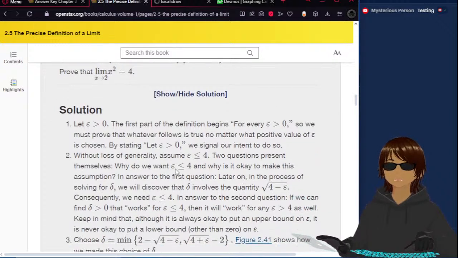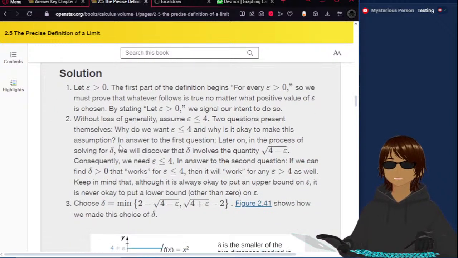Why do we want this? Why is it okay to make this assumption? In answer to the first question, later on in the process for solving for delta, we will discover that delta involves the quantity square root of 4 minus epsilon.